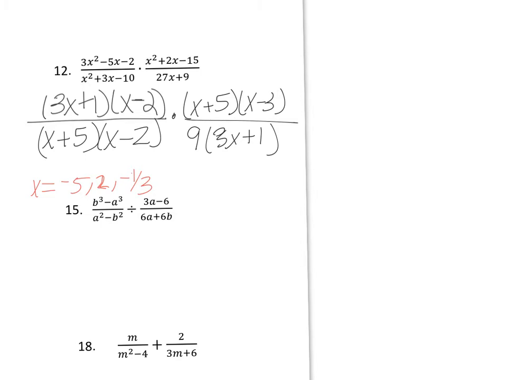Now, can I cancel any common factors? I have an x minus 2. I have an x plus 5 divided by x plus 5. That equals 1. A 3x plus 1 and a 3x plus 1. And what's left? Just x minus 3 over 9 is my final answer.